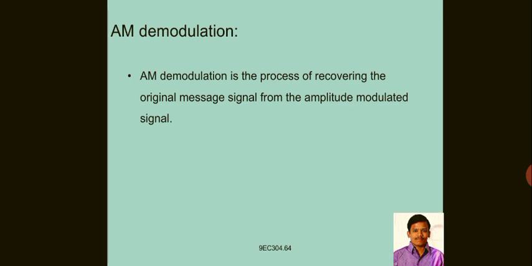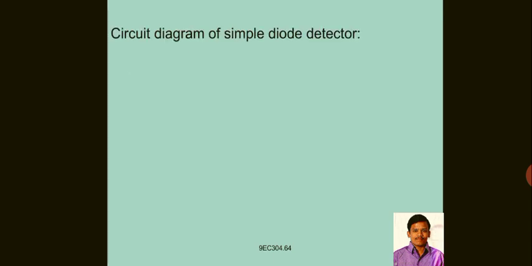AM demodulation is a process of recovering the original message signal or information signal from the amplitude modulated signal, which will contain two sidebands along with the carrier signal. This is achieved by a simple diode detector circuit. In this one, the diode will be used as a rectifier, that is the main element.